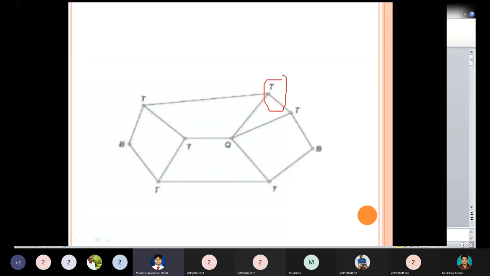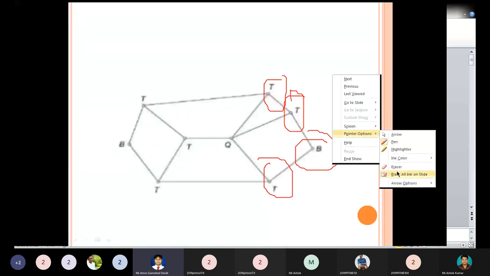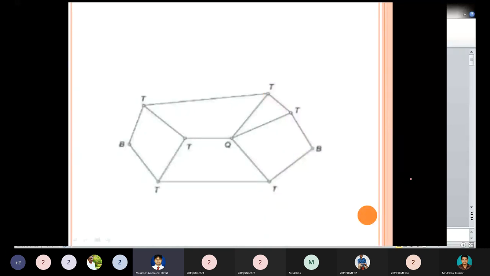Now, what about this? This is a ternary joint, this is a binary joint, this is a ternary joint. Now, look at it. How many ternary joints are there? Can you count it? Six. Very good. One, two, three, four, five, six. Okay. How many binary joints are there?